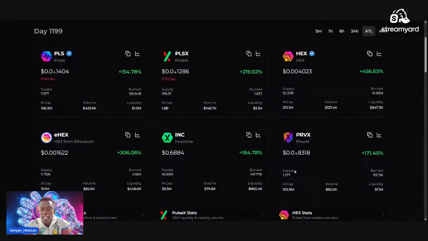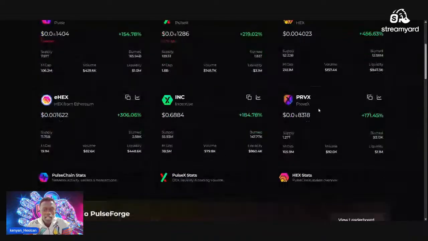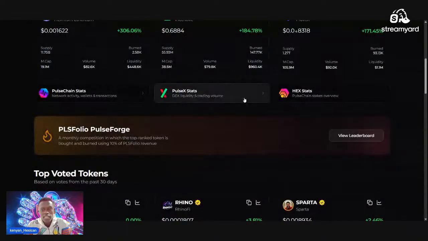those analytics there. Now the last one that we have here is the Provex. Provex is the exchange token on the Pulsechain blockchain, and you can compare it with something like Binance. Its token is trading at 0.408318 US dollars, and this price is going up because you can see from the bottom it has gone up 171.45% from that low. So these assets, you can see the Pulsechain stats, the Pulsex stats and the Hex stats there.